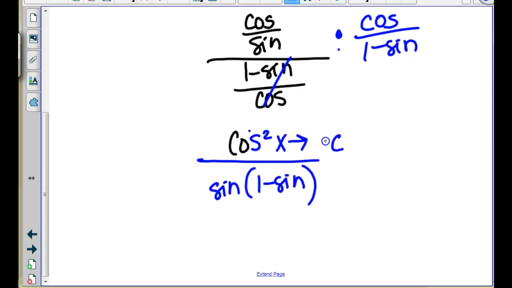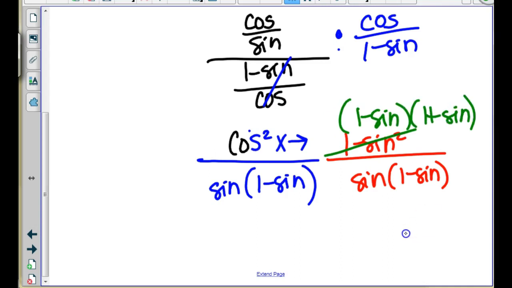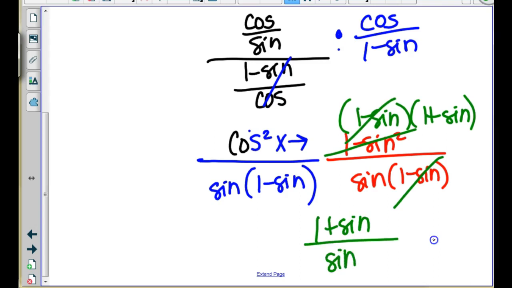I don't know. If I replaced the top, cosine squared is 1 minus sine squared. And how does 1 minus sine squared factor? 1 minus sine times 1 plus sine. Now what can I divide out? I don't really know where I'm going with this. Now I have 1 plus sine over sine.